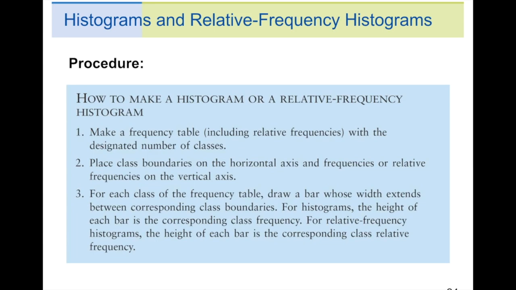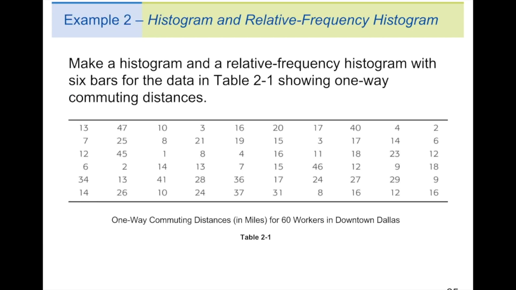How to make a histogram or relative frequency histogram. Step 1, make a frequency table. Step 2, place class boundaries on the horizontal axis and frequencies or relative frequencies on the vertical axis. Step 3, for each class of the frequency table, draw a bar whose width extends between corresponding class boundaries. For histograms, the height of each bar is the corresponding frequency. For relative frequency histograms, the height of the bar is the relative frequency.